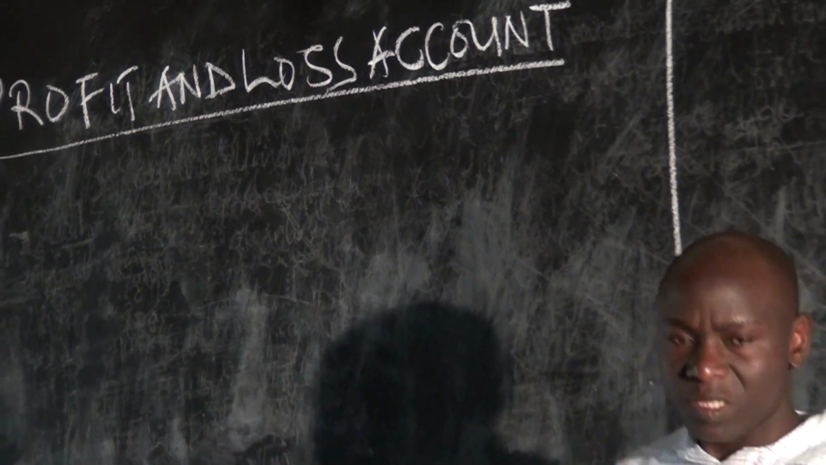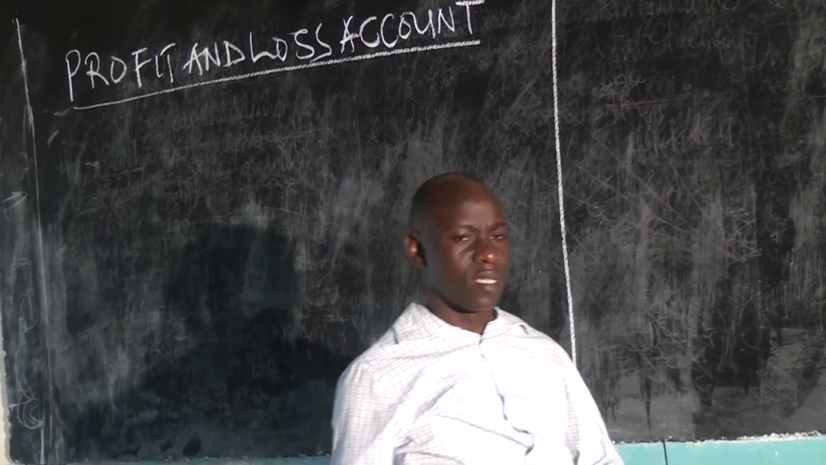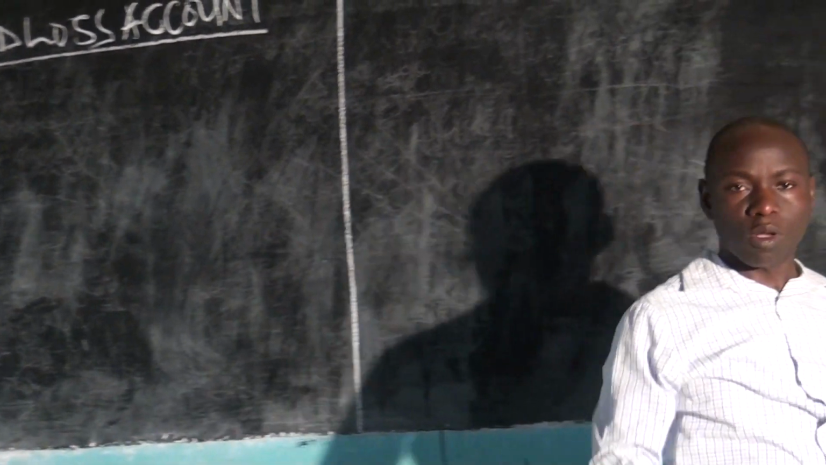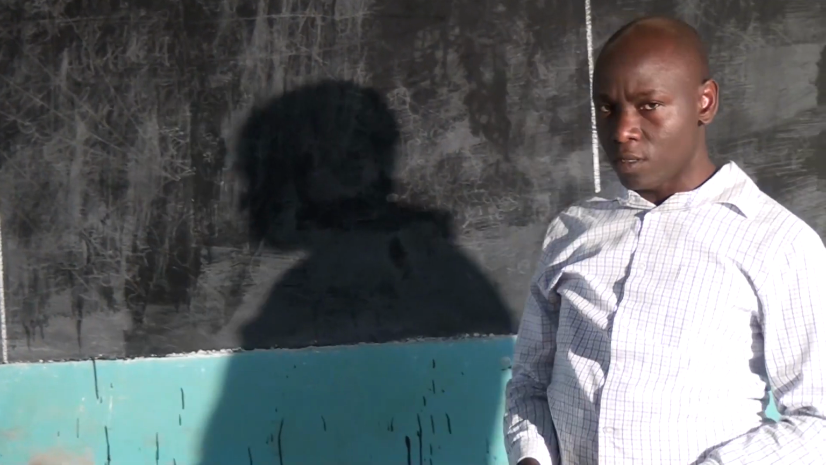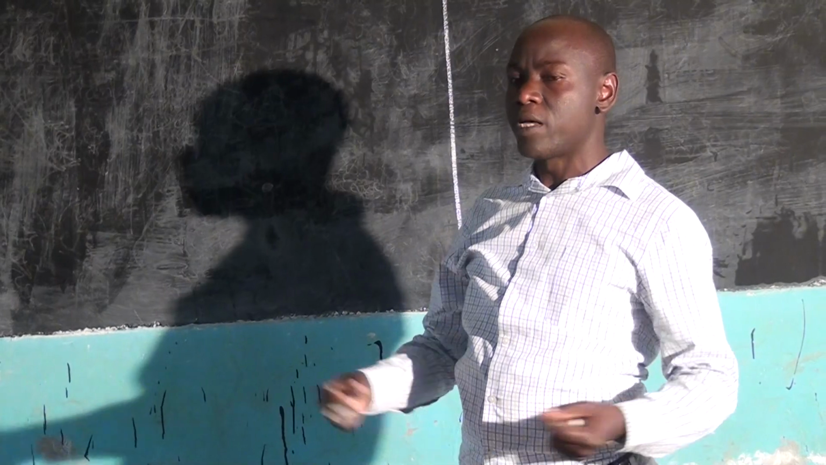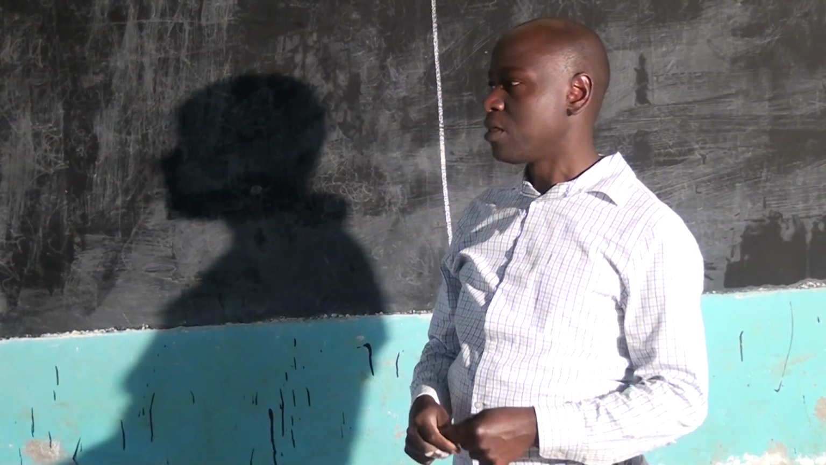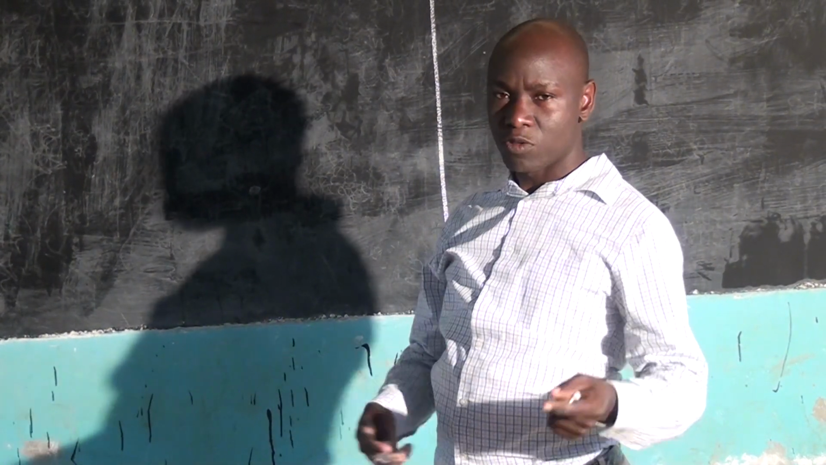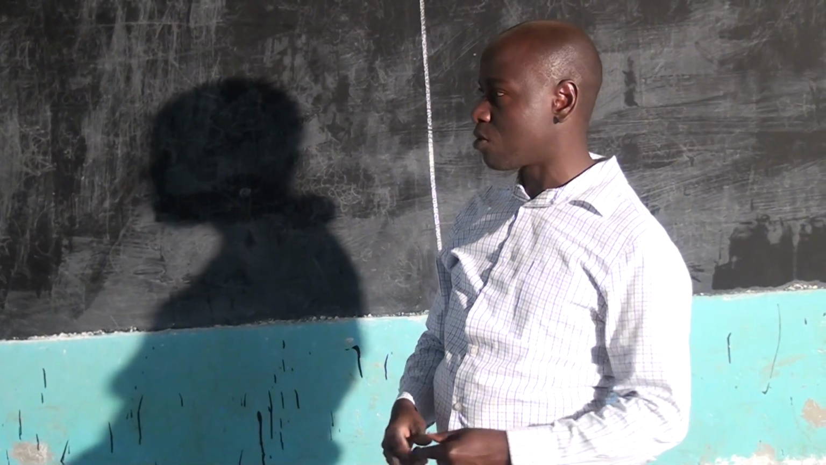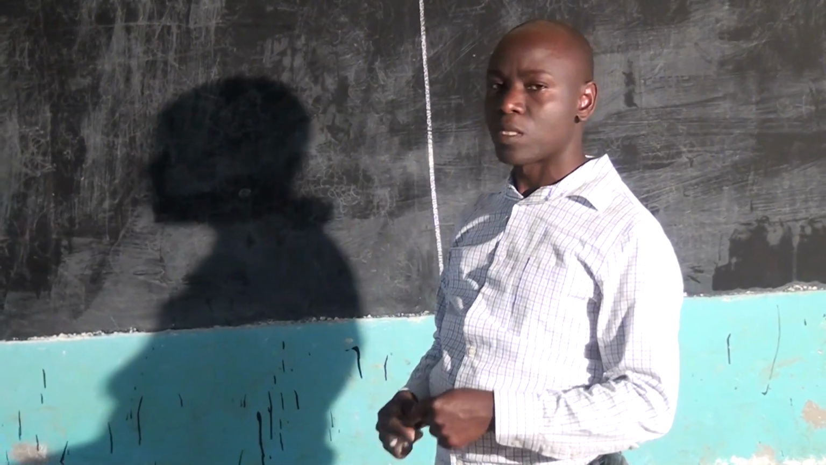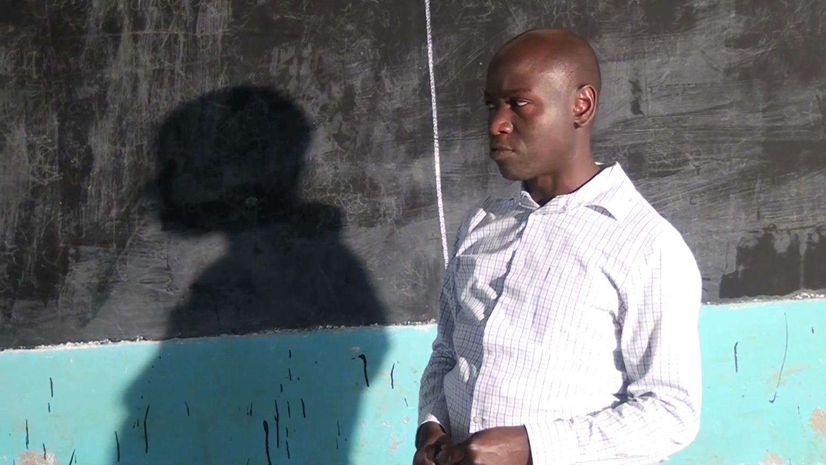We want to talk about the profit and loss account as one of the components, as one of the elements of final accounts. Remember, the trading, profit and loss account are the ones that make up what we call the income statement. But we want to first treat them separately. Last time we talked about the trading account. Now let us talk about the profit and loss account.